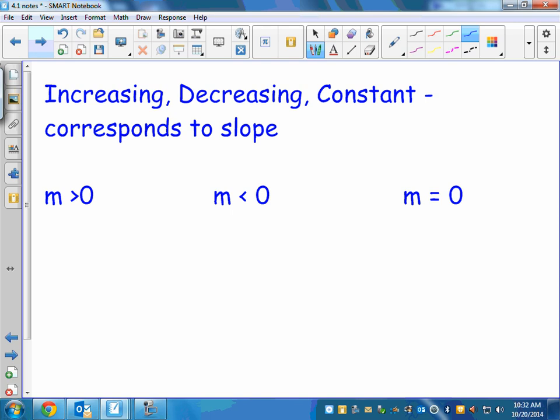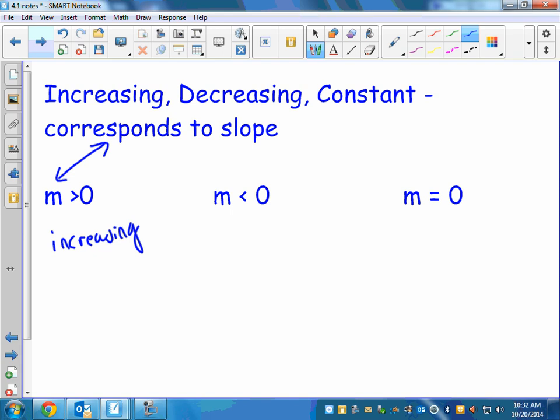Increasing, decreasing, and constant. Because linear functions have a constant rate of change, they are going to be either always increasing, always decreasing, or always constant. And the slope will tell us that, right? If your slope is positive, remember that means your line looks like it's going up. So if you have a positive slope, what do you know about that graph? Is it increasing, decreasing, or constant? Always going to be increasing.